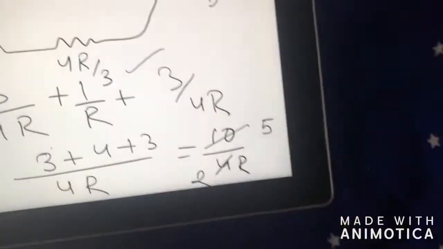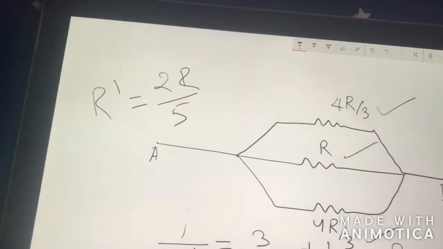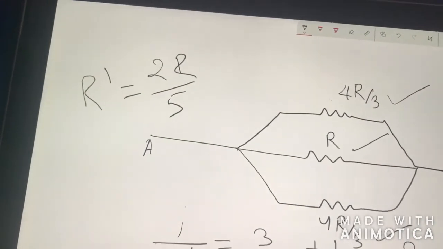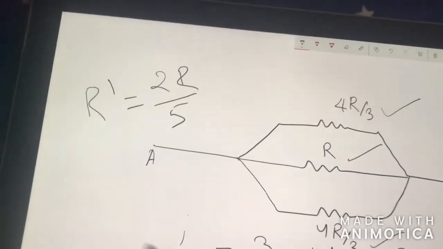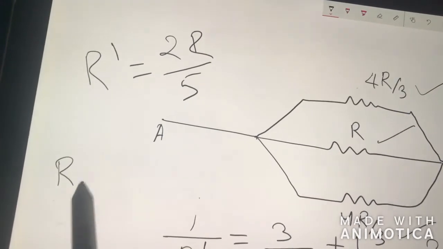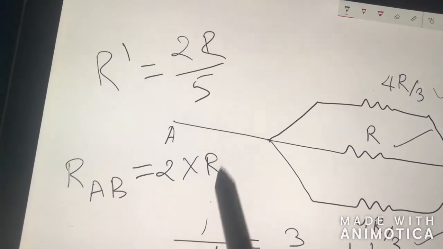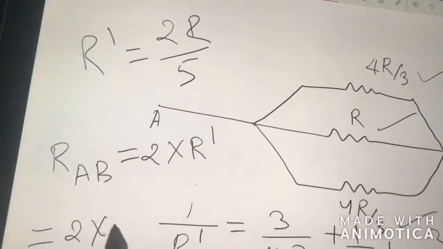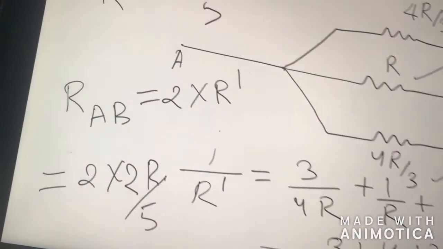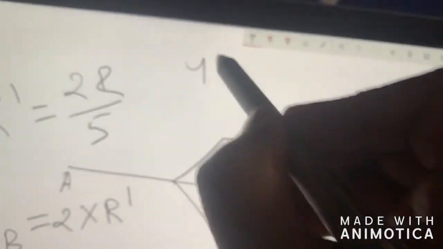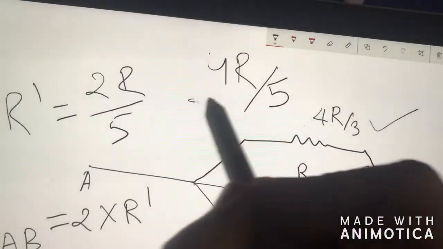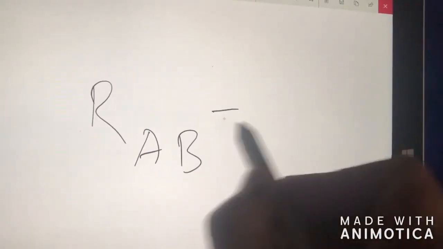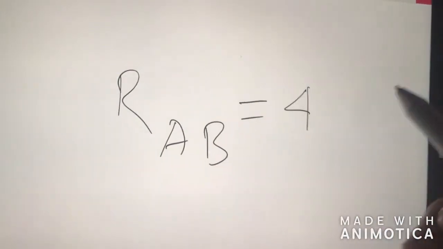It means the equivalent resistance will be 2R by 5. We have two sub-cut circuits, so we have to multiply by 2 to find the equivalent resistance across AB. That means 2 into R prime is equal to 2 into 2R by 5. That means the total answer will be 4R by 5. The final answer across AB equals 4R by 5.